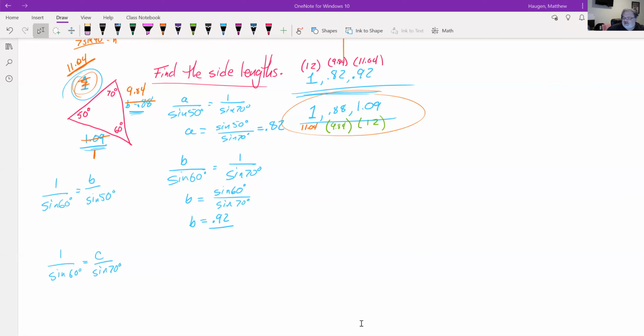So 0.88 times, I mean, theoretically it should work, times the 11.04 is, let's see, 9.7. So it's close. We did some rounding in there. And the 11.04 times 1.09 is hopefully fairly close to 12, 12.03. Okay, great.